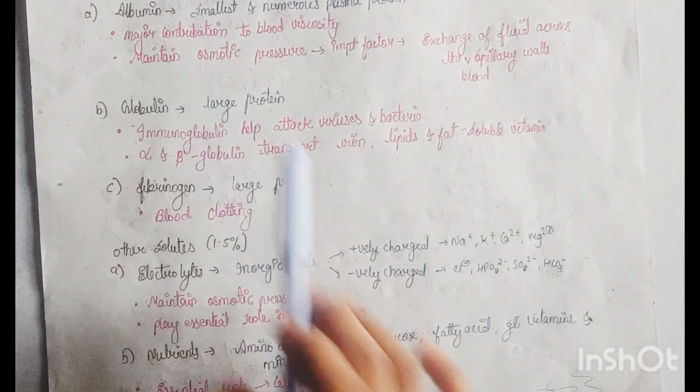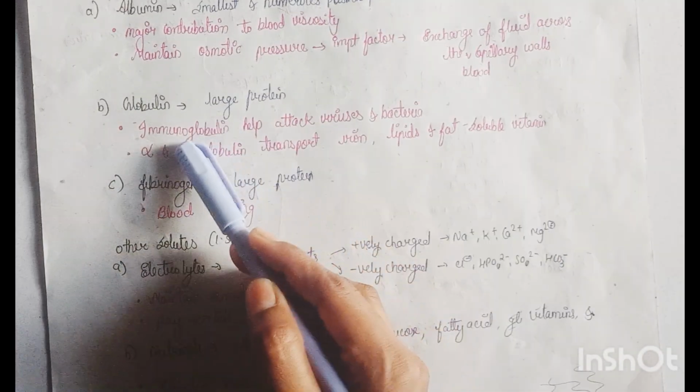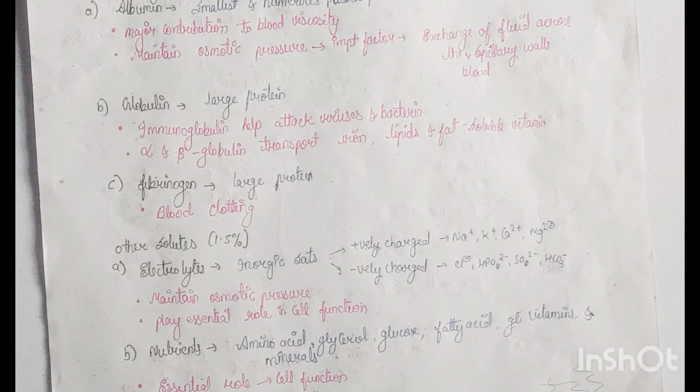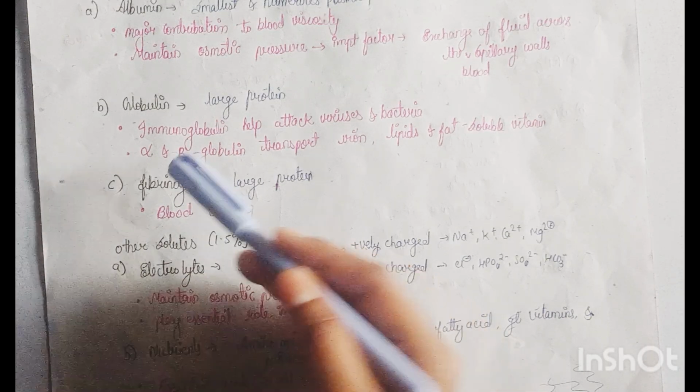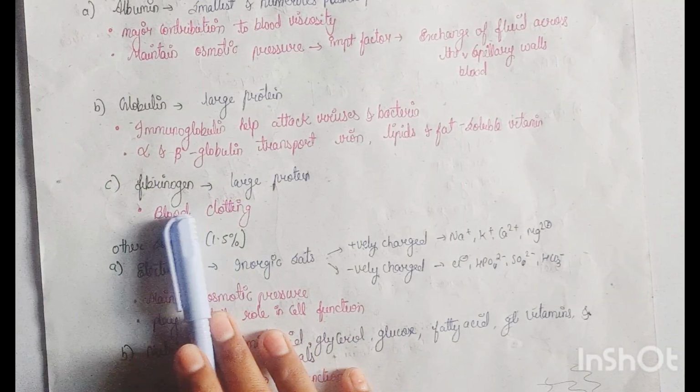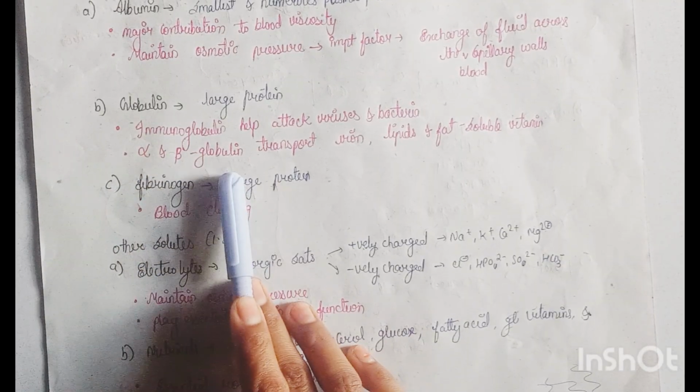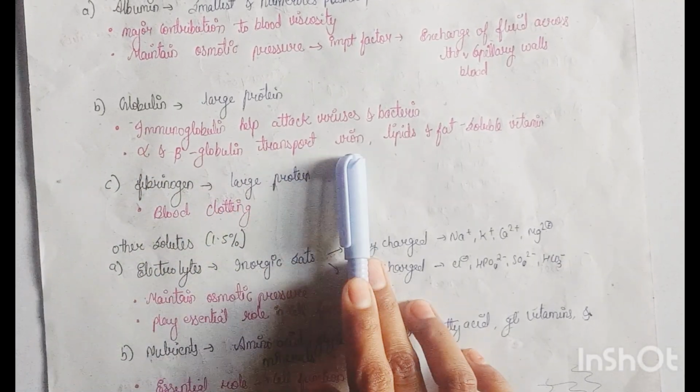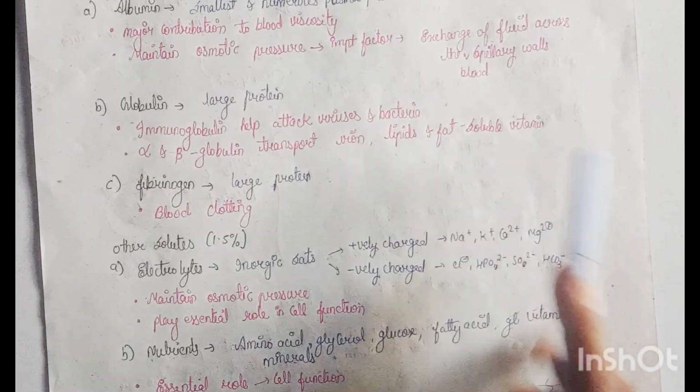Next is globulin, which is a large protein. There are immunoglobulins; immuno means immunity and globulins means protein. These immunoglobulins help prevent the attack of any viruses and bacteria when they enter our body. So this is the function of immunoglobulin. Next are the alpha and beta globulins, which transport iron, lipids, and fat soluble vitamins.